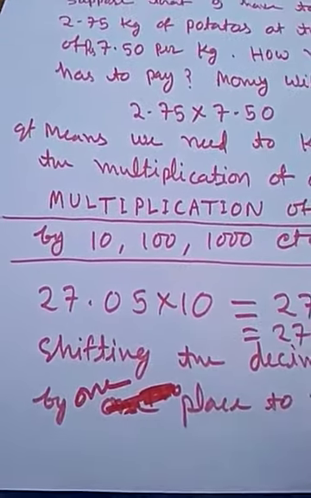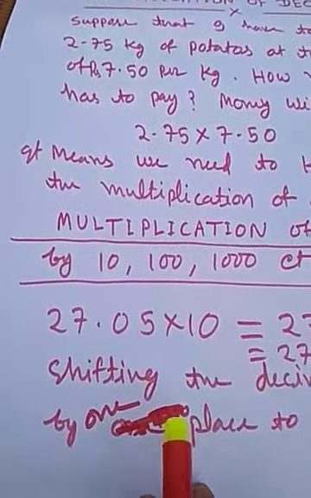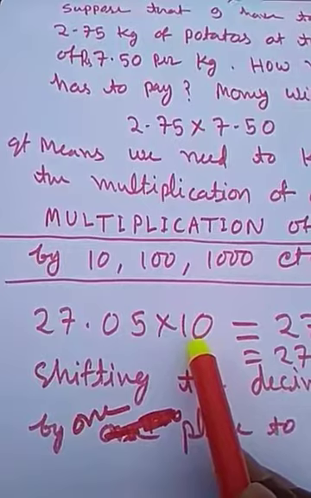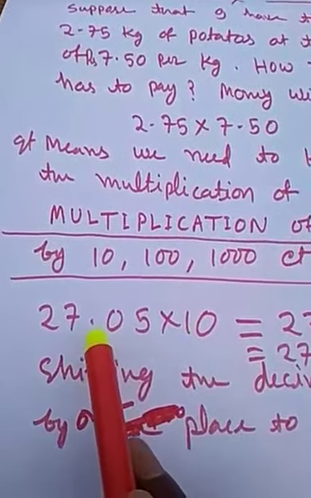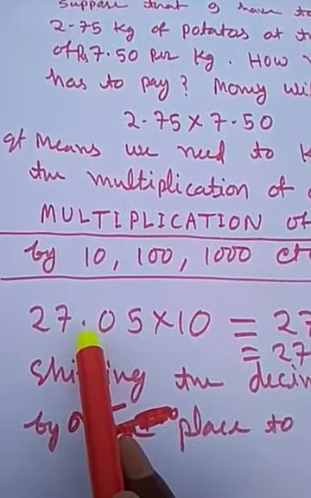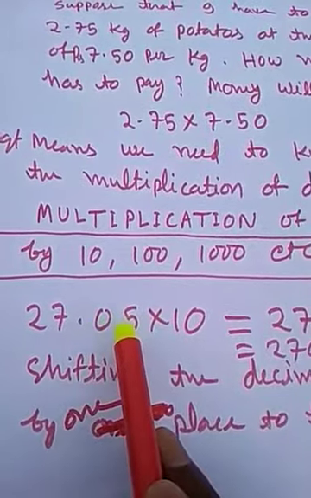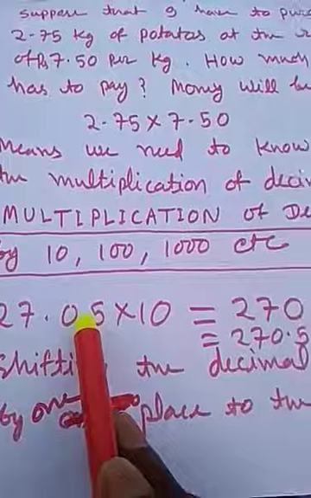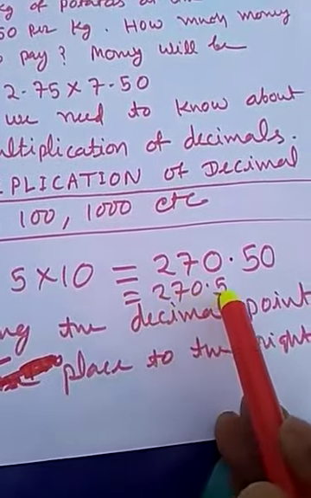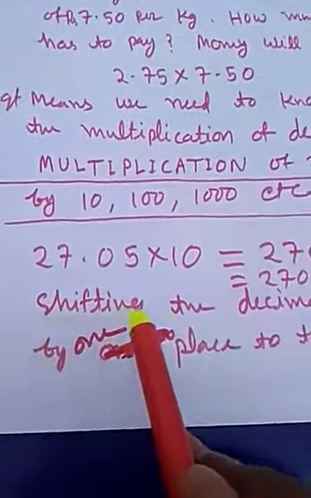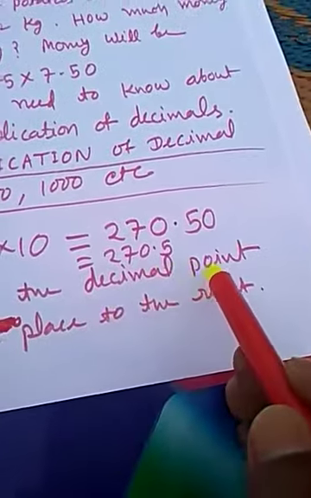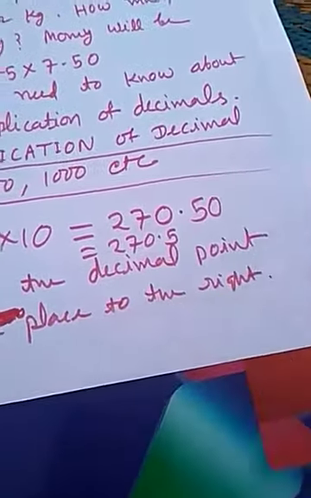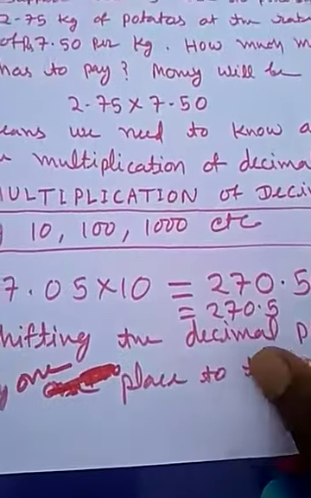Now one method also we can say that when we multiply by 10, means here is 1 zero, so we shall shift the decimal point to the right side 1 place. So here the decimal point will go from here to here. So here we shall write 270.5. So we can say that we shift the decimal point by 1 place to the right when we have to multiply any decimal number by 10.